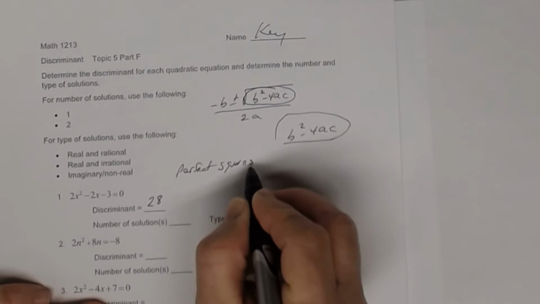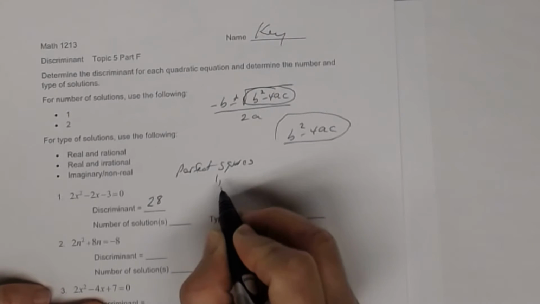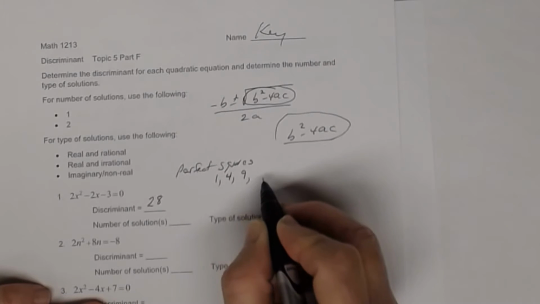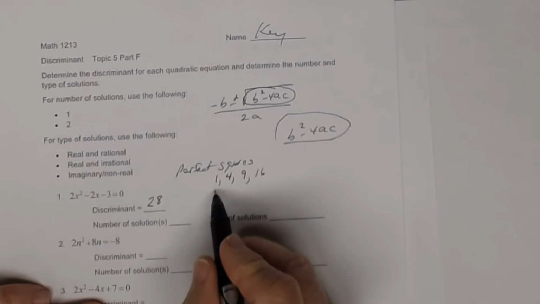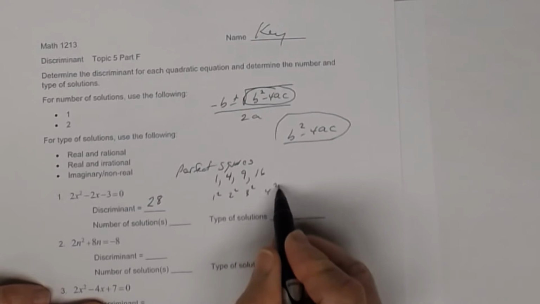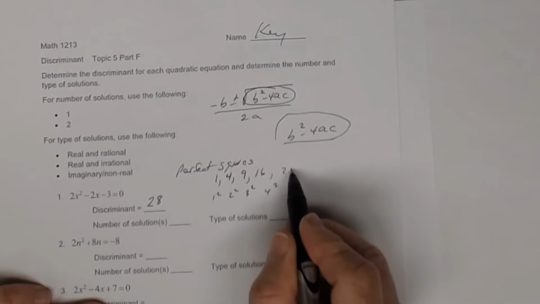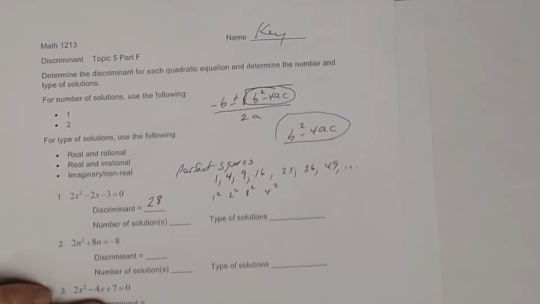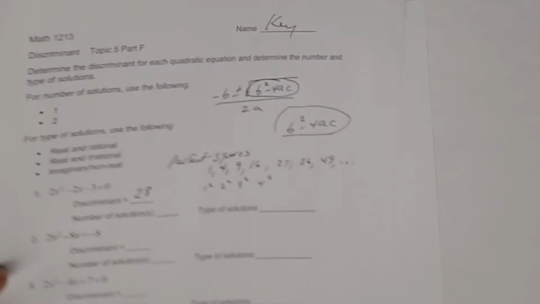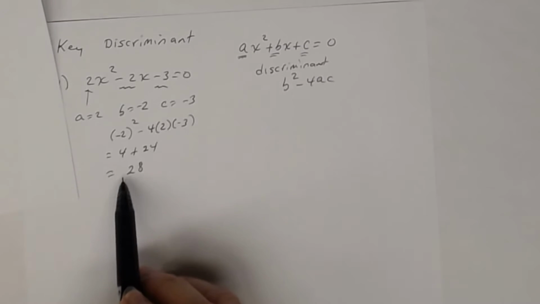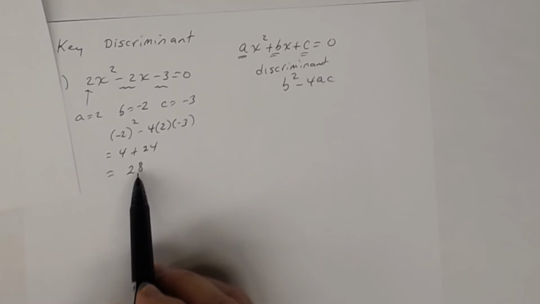Remember, the smallest perfect square is 1, and then the next one is 4, the next one is 9, next one is 16. Remember 1 squared is 1, 2 squared is 4, 3 squared is 9, 4 squared is 16, and so on. So 25, 36, 49, and so on. Okay, so there's an infinite number of perfect squares. But notice 28, no whole number times itself, no positive integer times itself is ever 28.